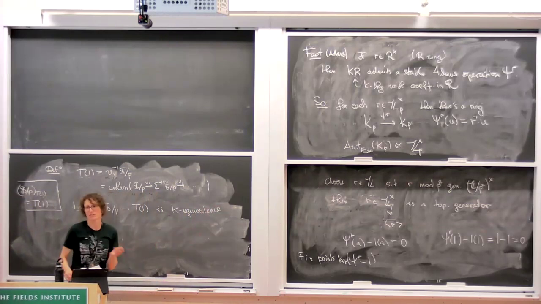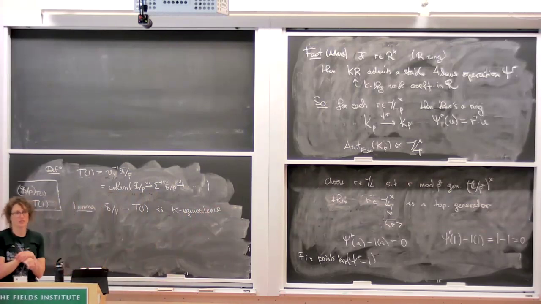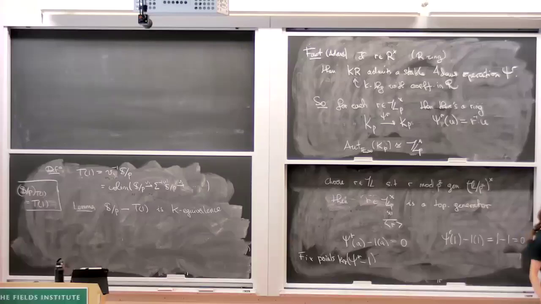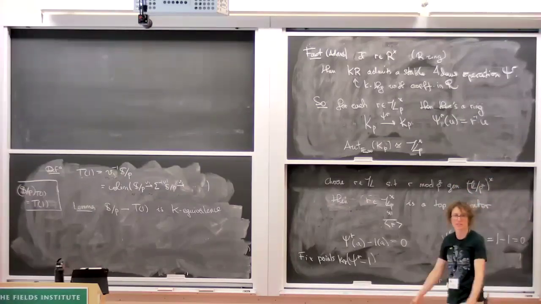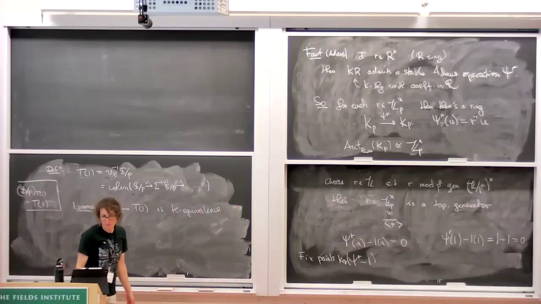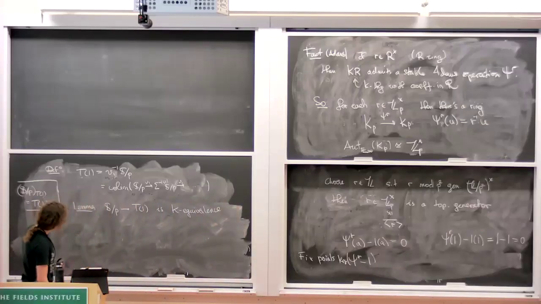Okay, so this comes from the fact that all of these maps are isomorphisms after I tensor with K. So if I tensor this diagram with K, it becomes just a tower of isomorphisms. So the map from it to the colimit is an isomorphism. Okay, so this is a K equivalence.